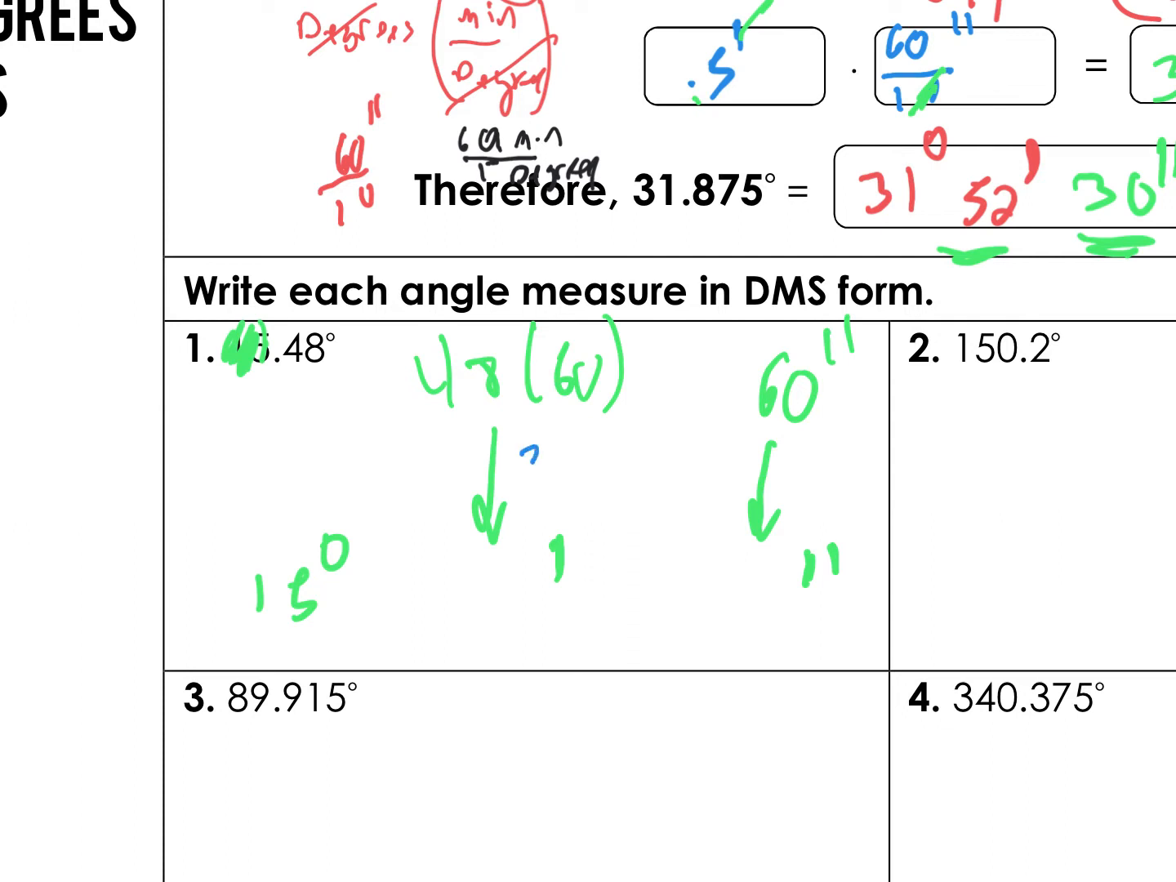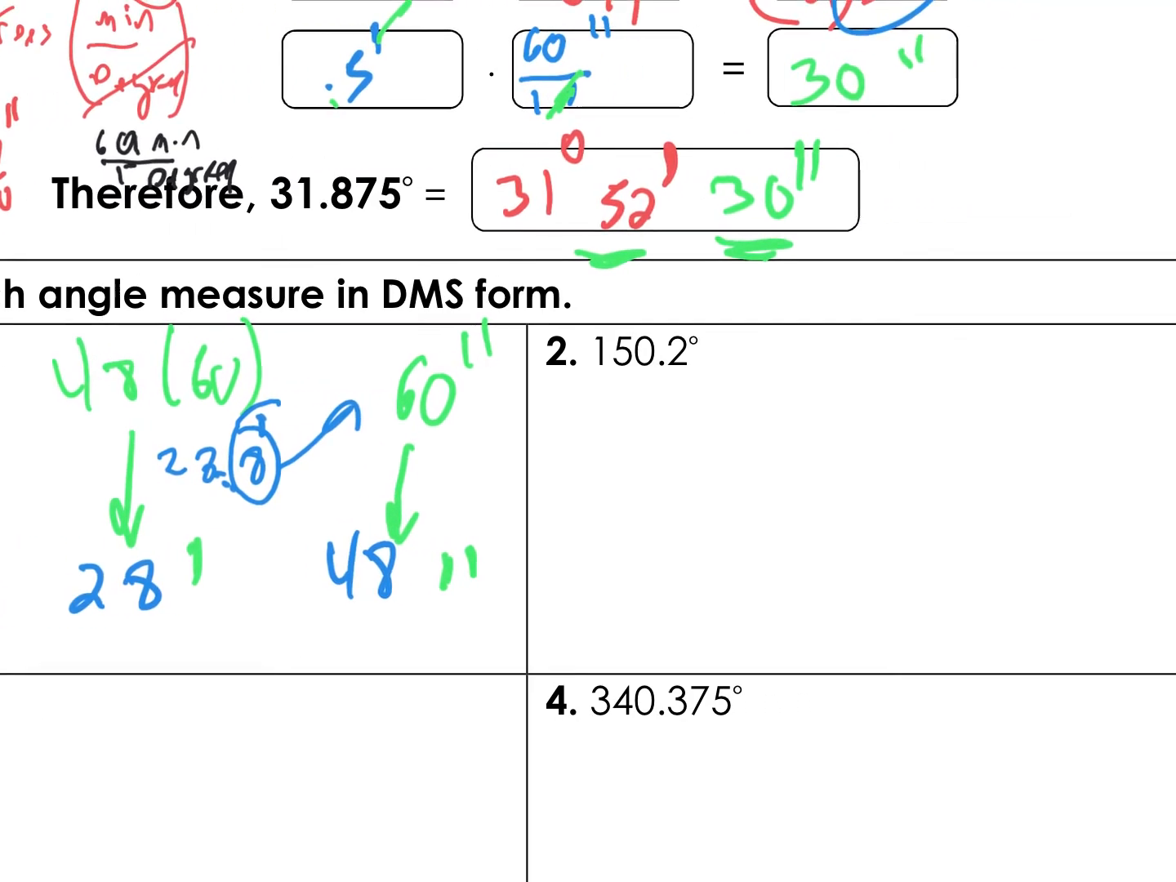When I did this, it was 28.8. That would be minutes. I only want the 28. I take that 0.8 and multiply it by 60, and that gave me 48. So my answer: 15 degrees, 28 minutes, and 48 seconds.